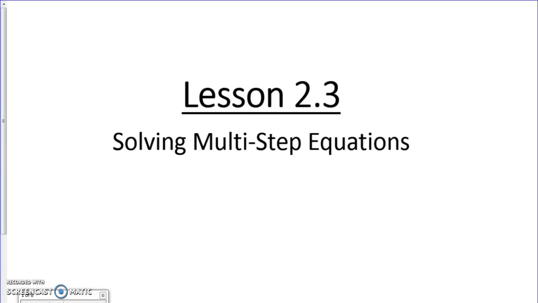Lesson 2.3, Solving Multi-Step Equations. The objective for this lesson is to solve multi-step equations using distributive property and other techniques with one variable equations.